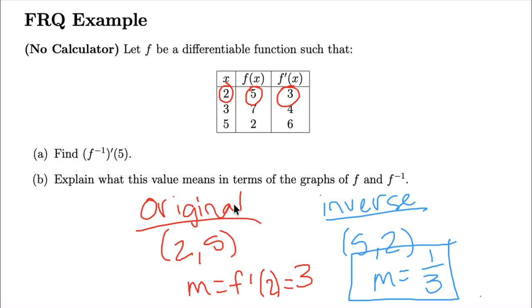Since the slope of f at (2, 5) is 3, the slope of the inverse function at the reflected point (5, 2) must be the reciprocal, which is 1/3. All right, hopefully that made sense.